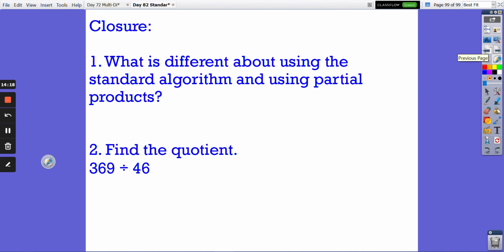Okay, so as a closure, what is different about using the standard algorithm and using partial products? And number 2, find the quotient of 369 divided by 46. Go ahead and pause the video and solve. Okay, you should have gotten 8 remainder 1, or 8 and 1 over 46.